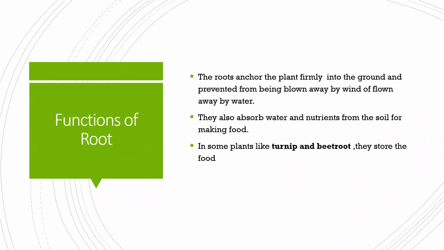The roots anchor the plant firmly into the ground, and because of this, they prevent the soil from being blown away by wind or flown away by water. In this way, we can say that roots prevent erosion of soil. They also absorb water and important nutrients from the soil for making food. In some plants like turnip and beetroot, the roots also perform the function of storing food. So these are termed modified roots.